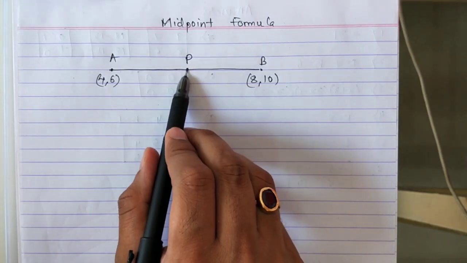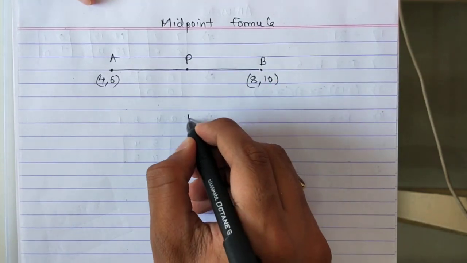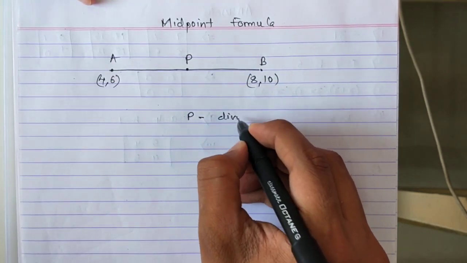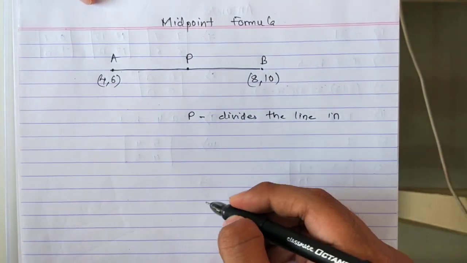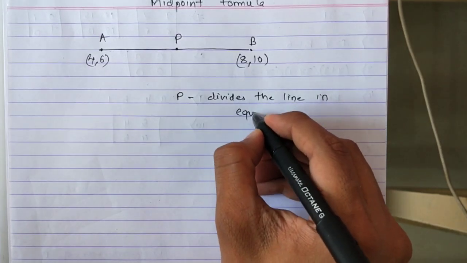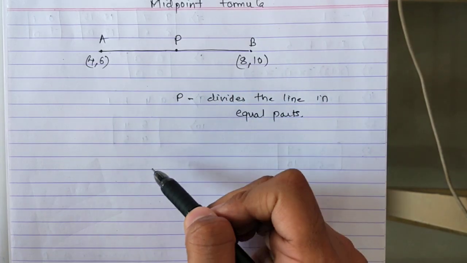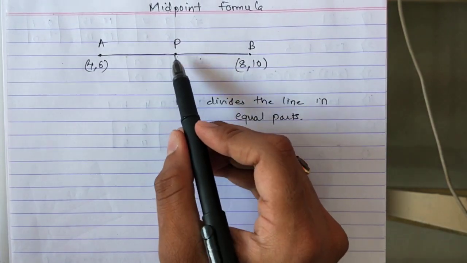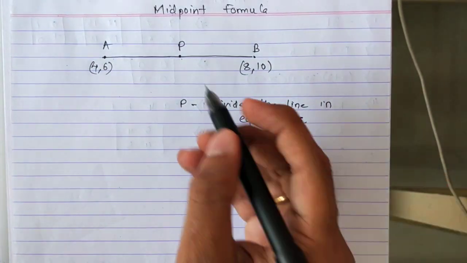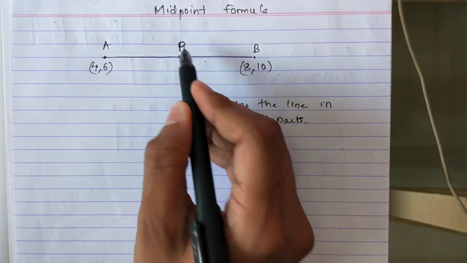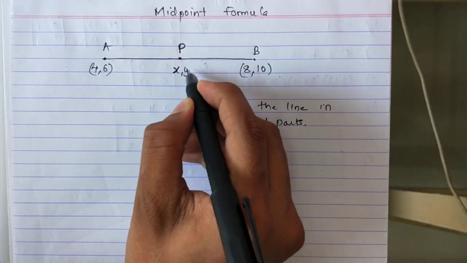and if I want to find the point P which divides the line into 2 equal parts, here in this case point P divides the line in equal parts. You understand, equal parts? That means this point P is the midpoint of AB. Basically you have to find the midpoint of AB. So if this P is the midpoint, how to find the value of P?